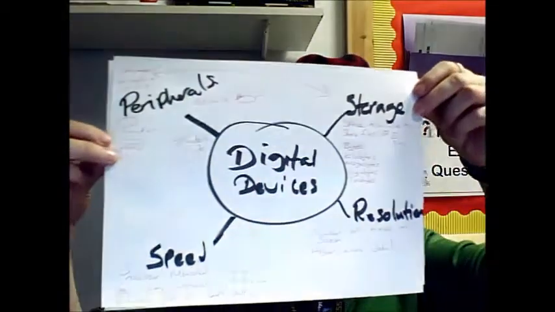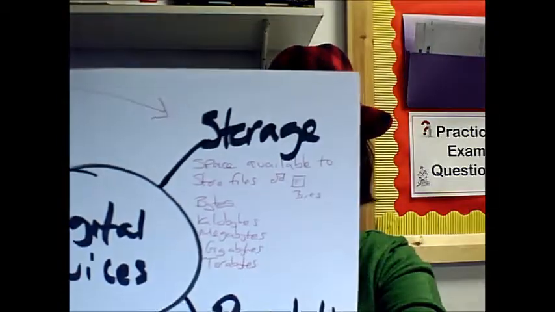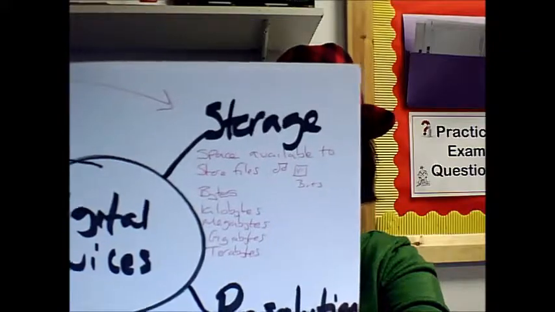And I'm back. Okay, so here's my really beautiful thing that I've scribbled on, and I'm going to read it out to you. I'm going to start with storage. The sort of thing that we want you to talk about there is the space available to store things. Things like music, files, photographs, things like that.